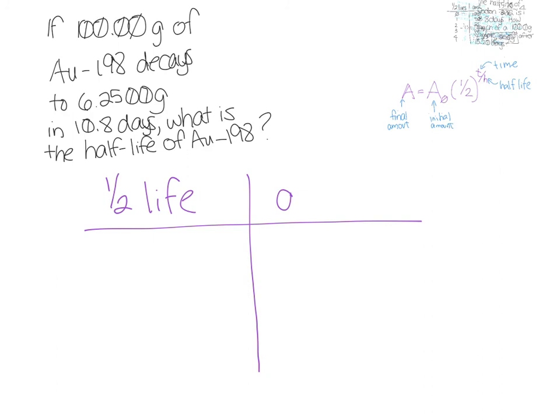Because I know if I start with 0, how much do I have, Zach? Initially, I have 100 grams. What do I need to go all the way through to? 6.25 grams. Can you keep doing half-life to keep doing that?